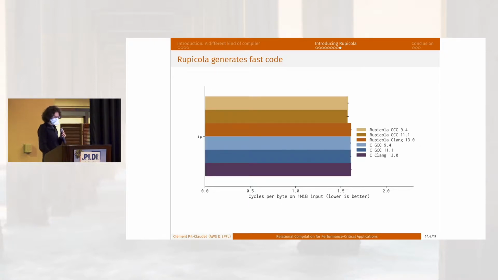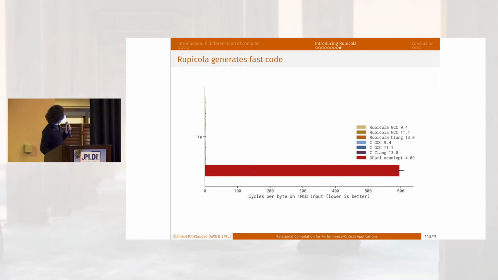All right, let me zoom in on one specific example. Here I have Rupicola and I have C, and they're very comparable. But there's another way to compile Coq code, right? Because we started with Coq code. This is the end-to-end example. You can also extract to OCaml, generate OCaml code, and compile it. So this is the same graph showing OCaml. And well, okay, it's flashy, but it's not very surprising because of all the overheads that I mentioned earlier.